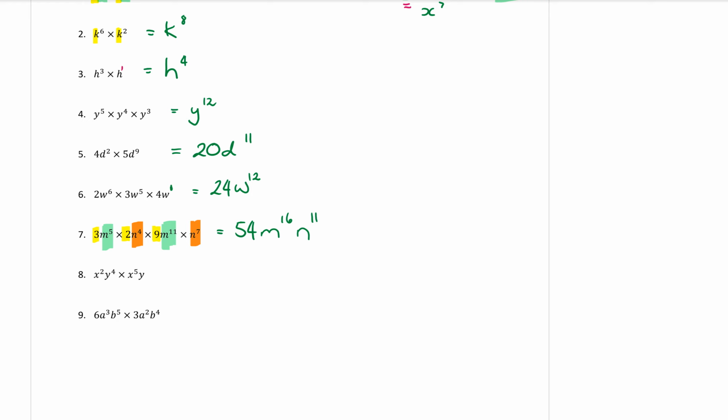Okay, question 8. We have x squared y to the power of 4 times x to the 5 and another y. So we just take the ones that have the same bases. So x to the power of 2 and x to the power of 5 will go together to make x to the power of 7, because 2 plus 5 is 7. And the y's will go together, y to the power of 4 and y to the power of 1. Remember that you add the powers. The temptation is to multiply because it does say multiply, but you are adding powers. So it is y to the power of 5.